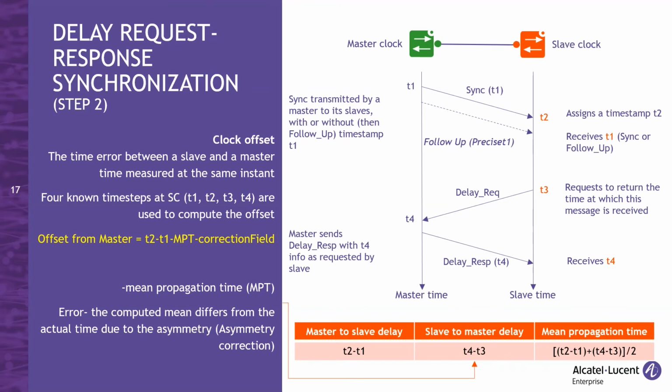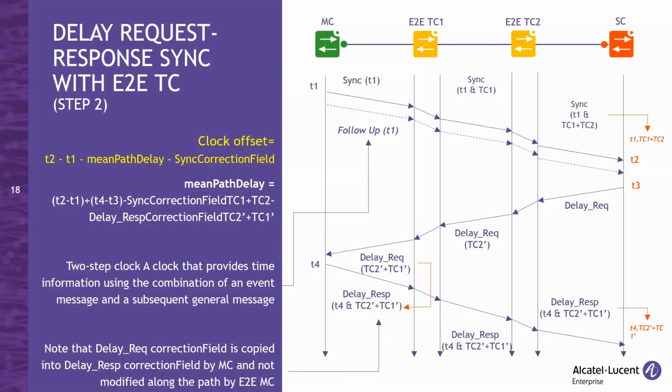This is the view of the same delay request response mechanism, but with 2 transparent clocks on the path between master and slave. Both transparent clocks have to be of end-to-end types. As previously mentioned, end-to-end transparent clocks have ability to calculate residence times of messages within the clock, which is calculated as egress timestamp minus ingress timestamp. The value is then accumulated to the correction field of sync message.